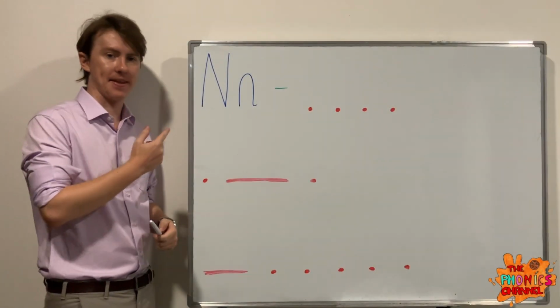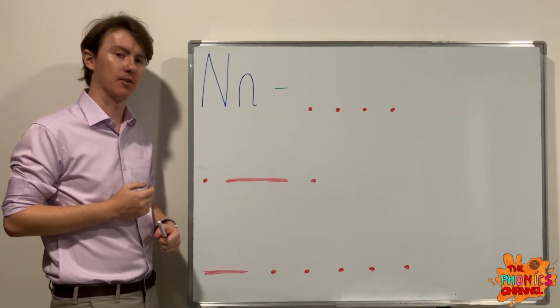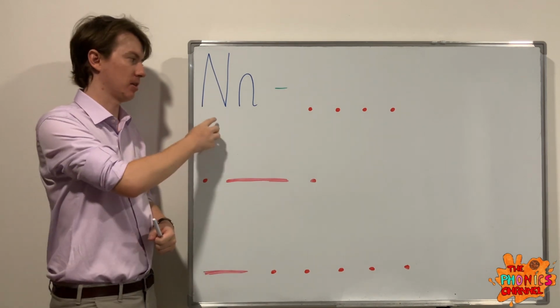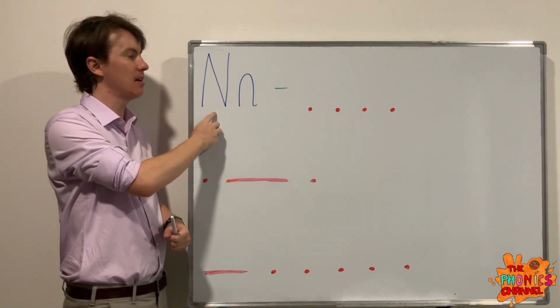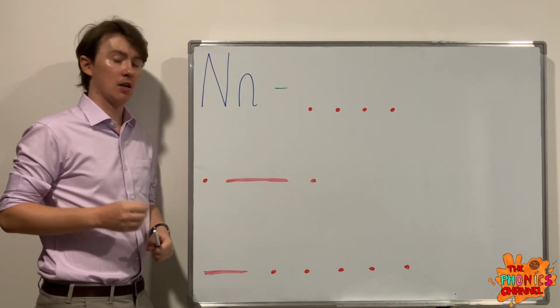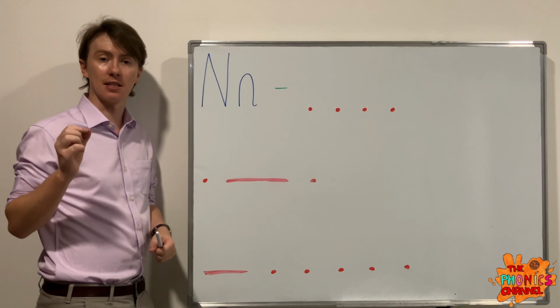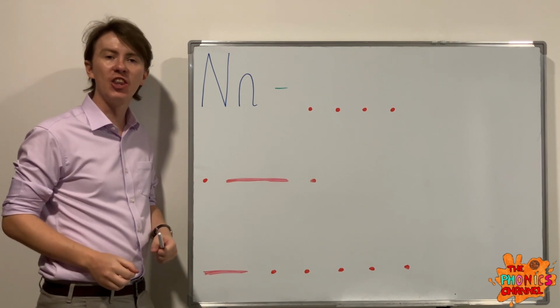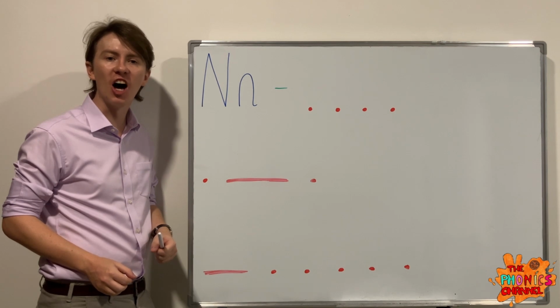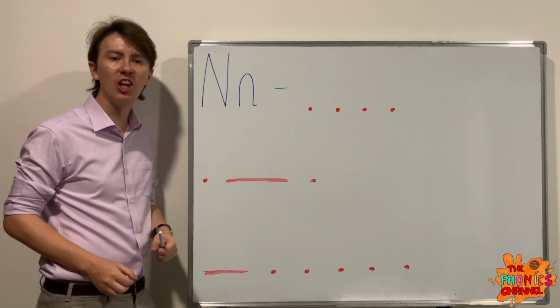This is the letter N. Okay, that's the name of the letter, the name is N. So this is a capital N and a lowercase n. And the sound this letter makes is the N sound, N, N, N, N, N.